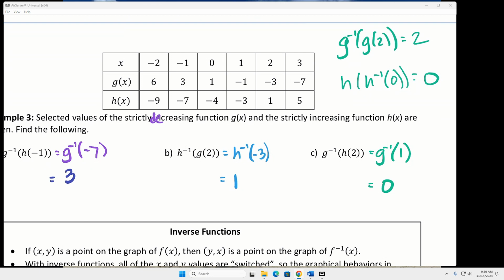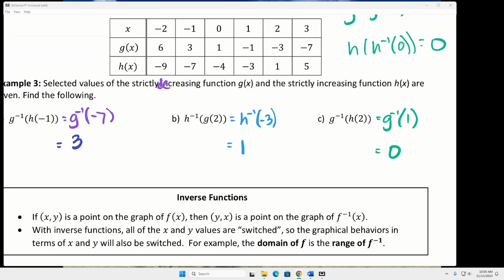All right, are y'all okay? Because I see scrunchy faces. So just remember, whenever it's g inverse, it's not saying what's the value of g when x is 1. It's saying what x makes g 1, and that's going to be a 0.